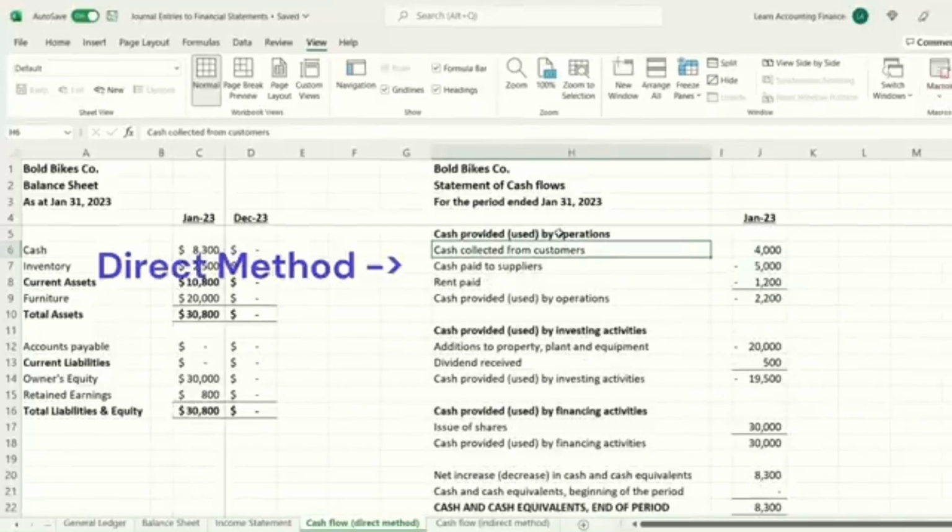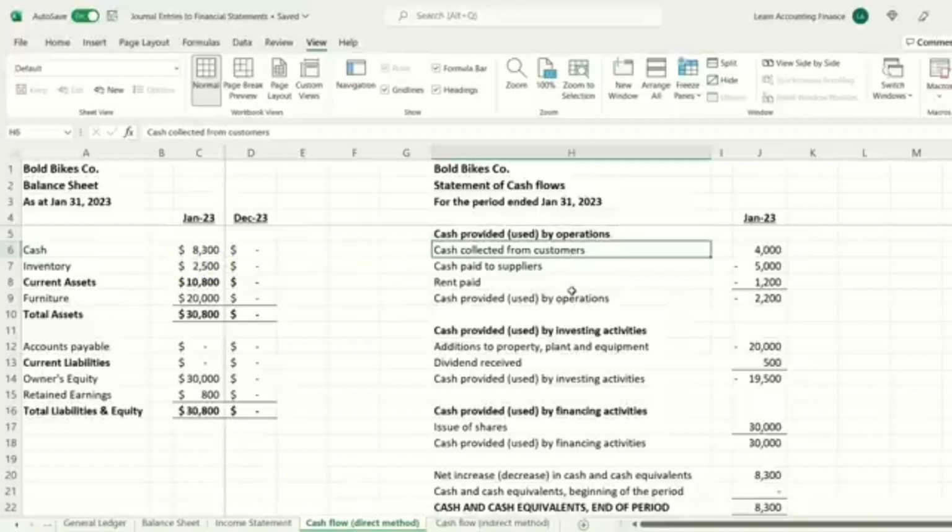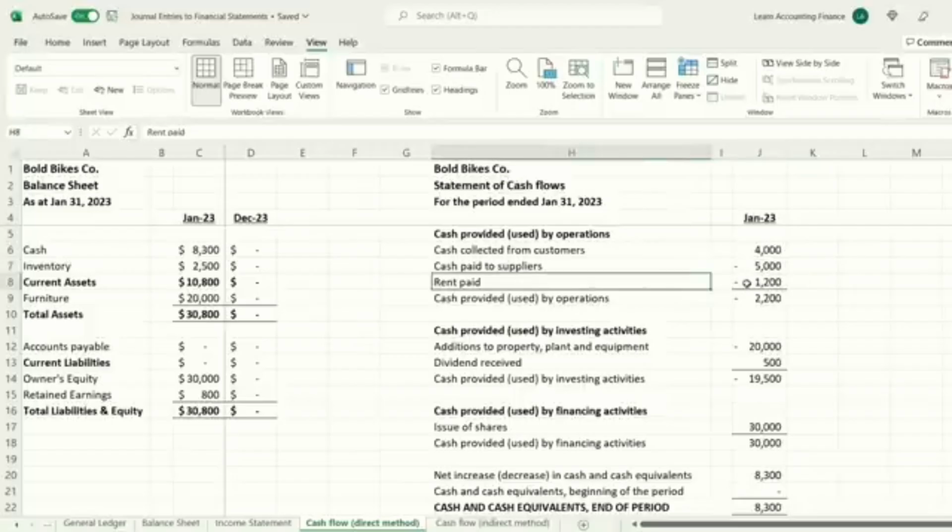Okay, so if you look at cash used by operations, so we know cash collected from customers is an operating activity, is the normal business operations. So we know that we had sales of 4,000 and all of that money was received in cash. So we have cash collected 4,000. Cash paid to suppliers, we know that when the company purchased 10 bicycles, it ultimately paid them $5,000 in the month of January. So that's a negative amount or a cash outflow. Similarly, the company also paid rent of $1,200, and that's pretty much it for the cash flow from operations. These are the three operating activities which impacted cash flow, and there's the net total of negative $2,200.